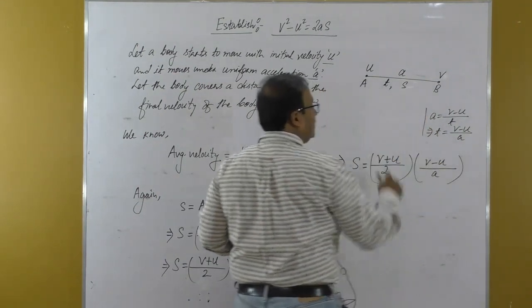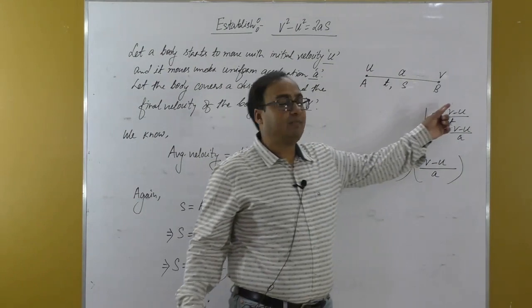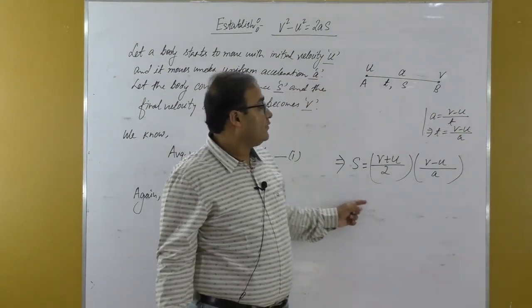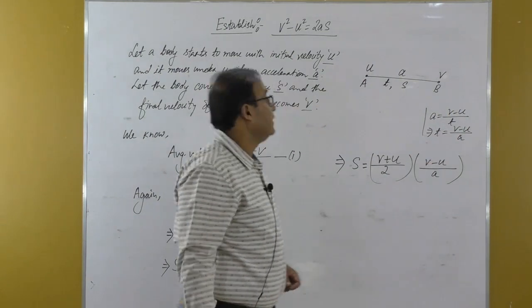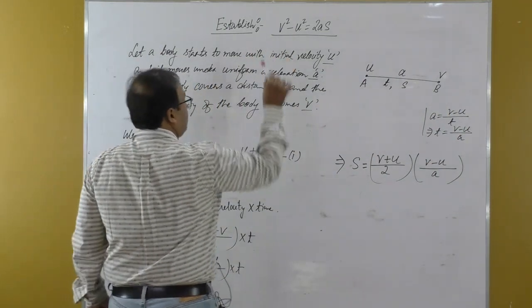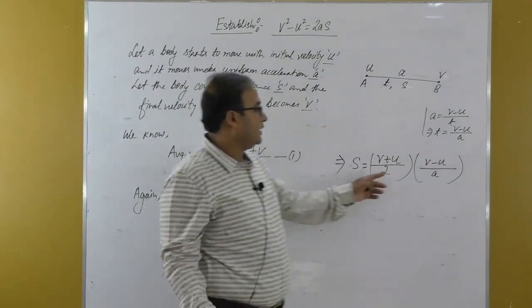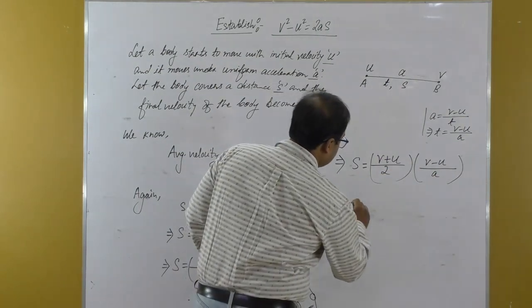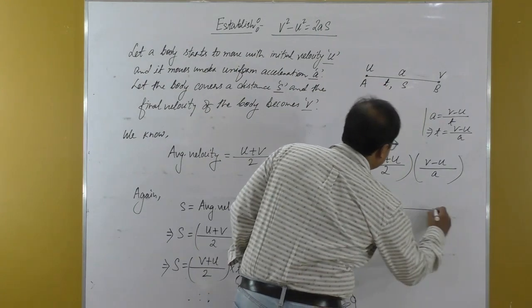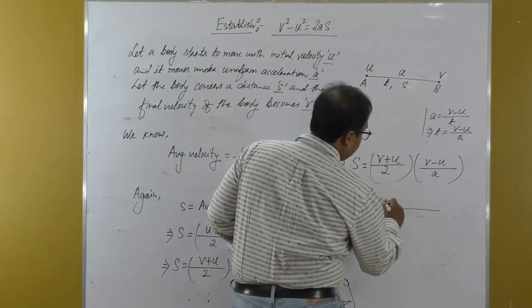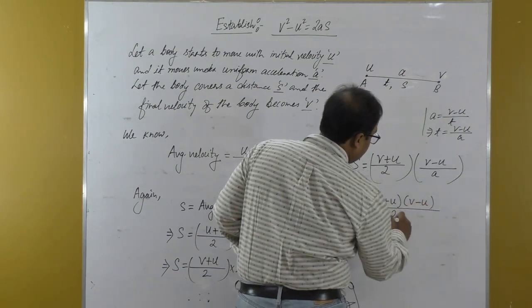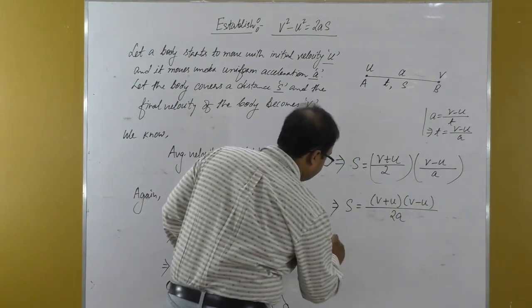From this formula of acceleration, a equals (v minus u) by t, so t equals (v minus u) by a. So instead of t we are writing (v minus u) by a, and look at this equation, t is not required. So s is equal to (v plus u) into (v minus u) by 2a.